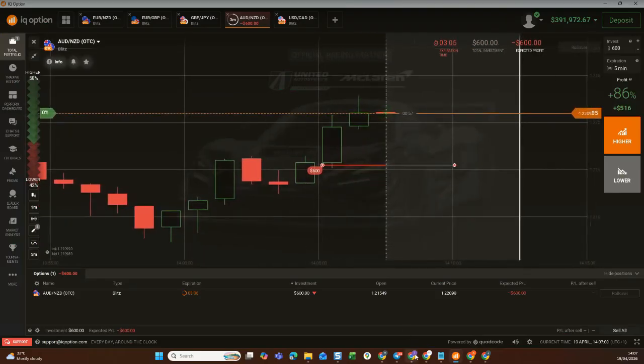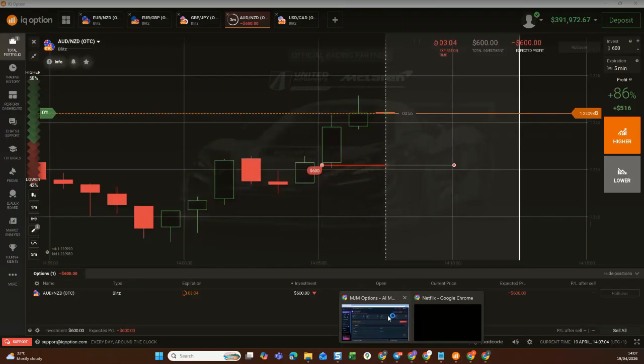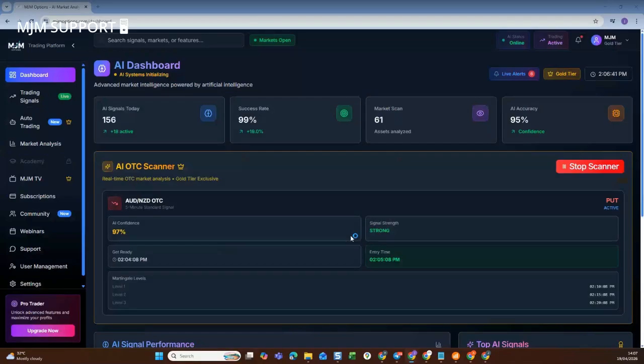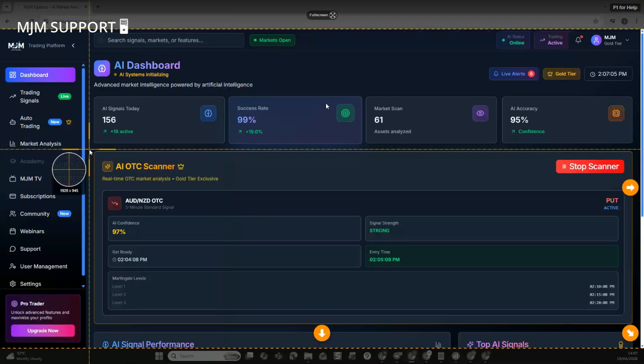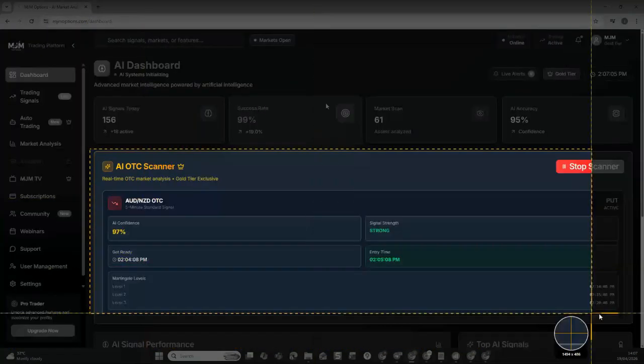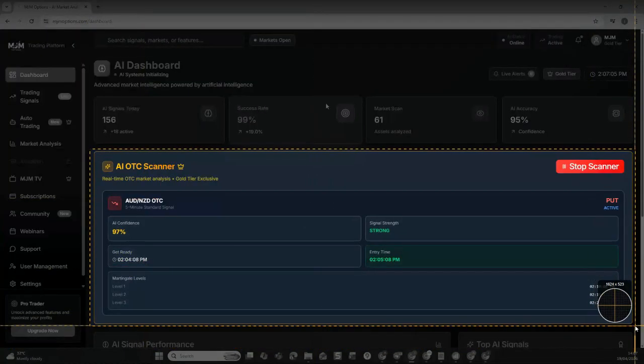I'm supposed to screenshot the second signal also, which is AUDNZD, which I'm going to do now.